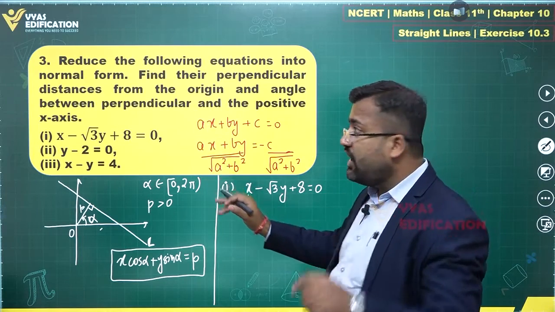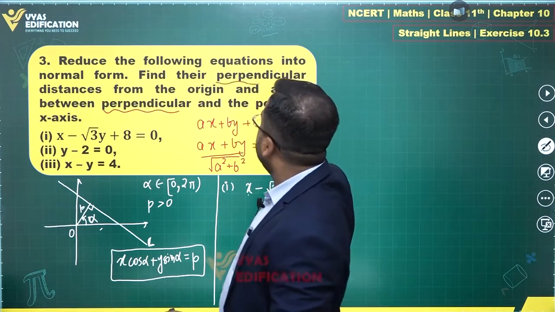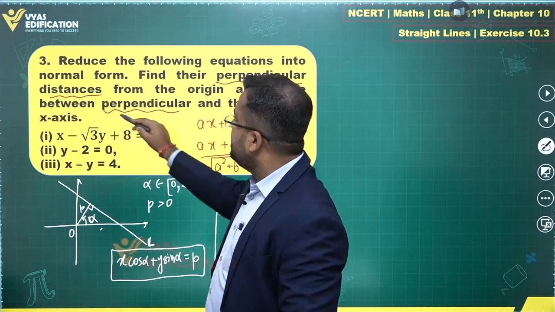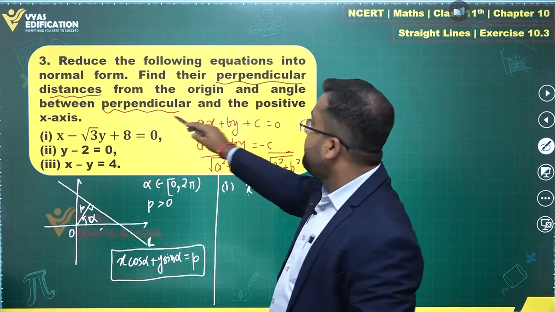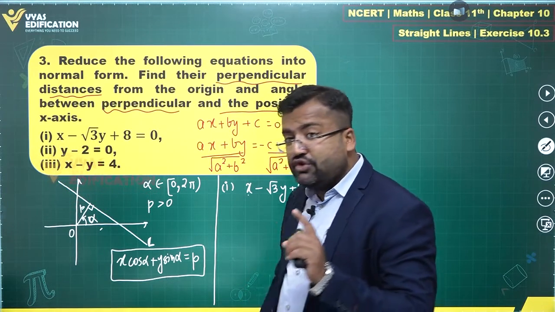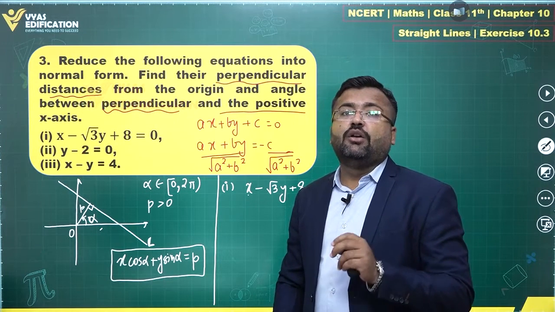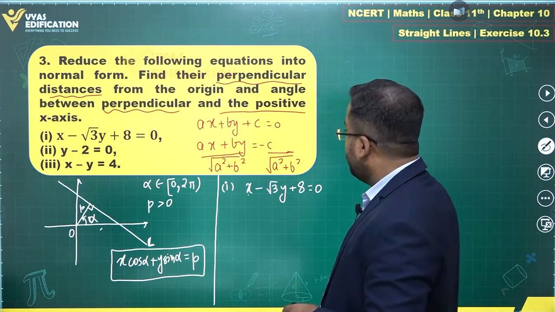And the question has also asked us, the perpendicular distance, that is p, is asked, and the angle between perpendicular and the positive x-axis, that is alpha, is asked. So we are supposed to find p and alpha for each of these equations after converting into the normal form. That's what we are supposed to do, right? So let's take a look at this.